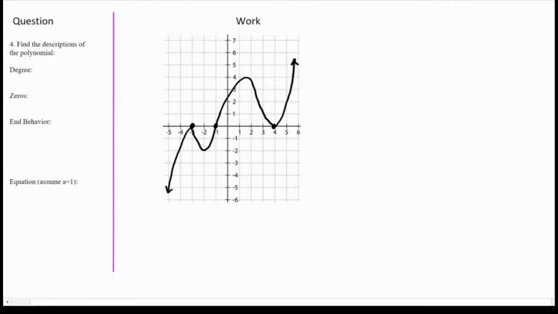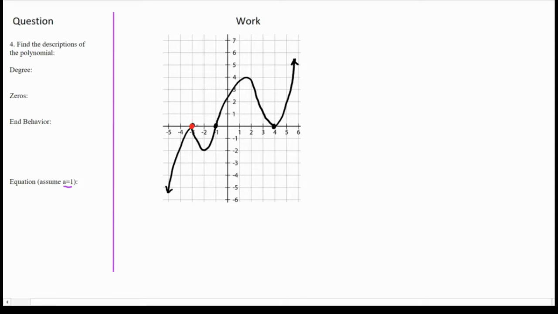Here I'm asked to find the descriptions of the polynomials, including the degree, zeros, end behavior, and then finding the equation. For the equation, we're going to assume a is equal to 1 here. So to start with, let's go ahead and go with the zeros first. I think that's the easiest one to see.